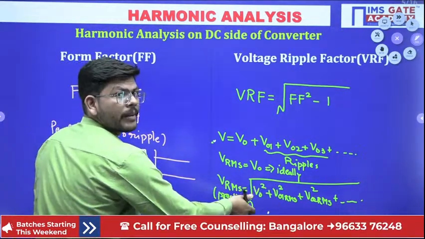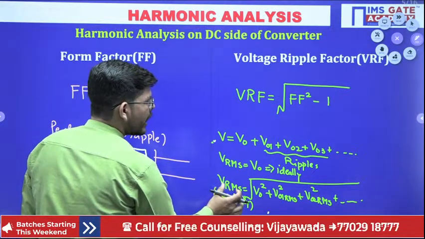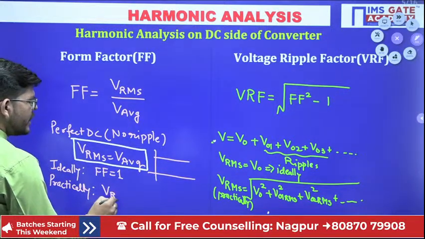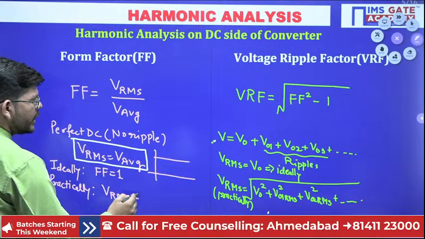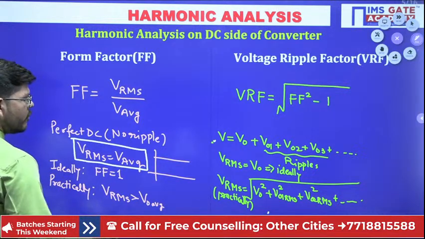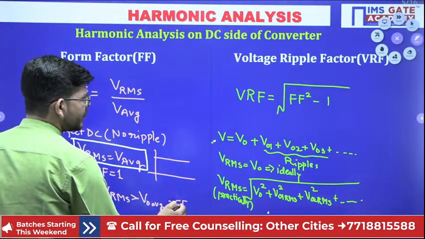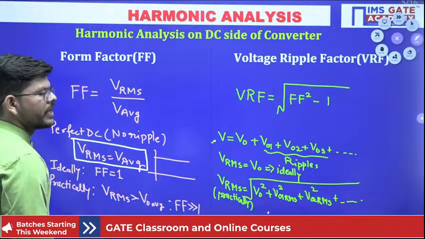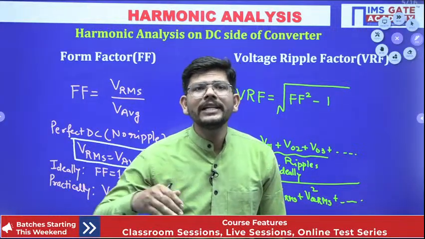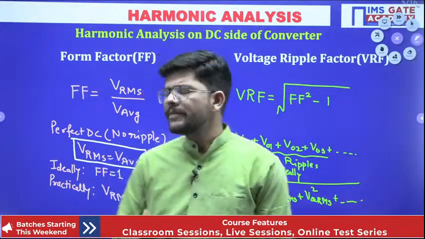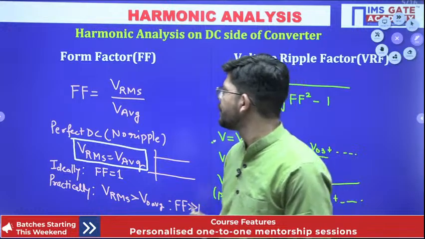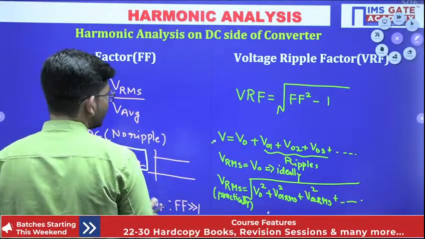But practically what is the case? Practically, if harmonics or ripples are there, then this RMS value is going to be greater than V0 alone, isn't it? So practically the total RMS voltage is greater than the average voltage. So practically, the form factor is much greater than 1. A form factor equal to 1 means the DC is not polluted, it is a pure DC. But if the form factor is greater than 1, that means our DC is not pure, it is polluted. So ideally, the form factor should be equal to 1.